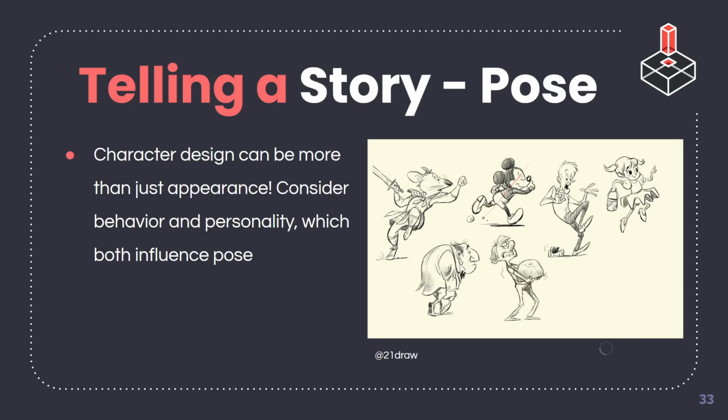Okay, and then a quick aside about telling a story is the pose. Character design can be more than just appearance, so you should consider the behavior and personality of your character, which both influence the character's pose. So if your character is very tired all of the time and they're just not interested in life, they might slouch, they might slump as they walk. Their pose would probably be their hands in their pockets looking uninterested. If your character is really strong and noble and brave, they're probably going to have their chest up and their shoulders back and then stand like that all of the time.